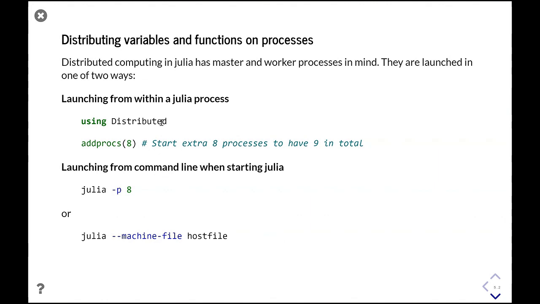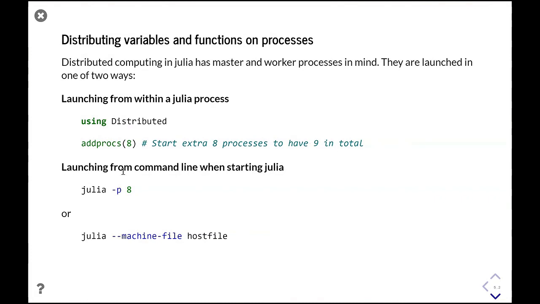Now, by the way, in Julia, all the packages start with a capital. We start the name capitalized, the first letter capitalized. So we load the Distributed module, and then we spawn 8 extra processes. So now we have 9 in total.